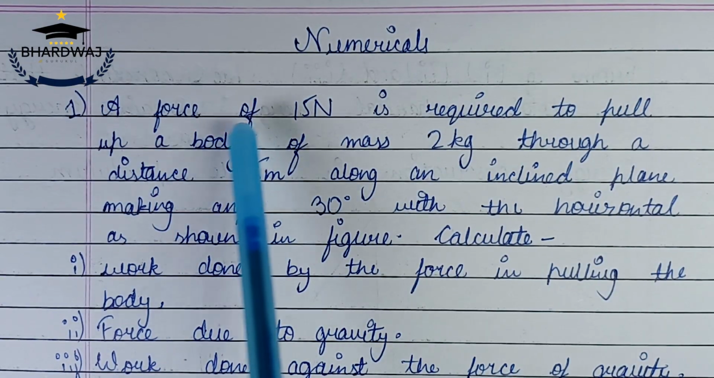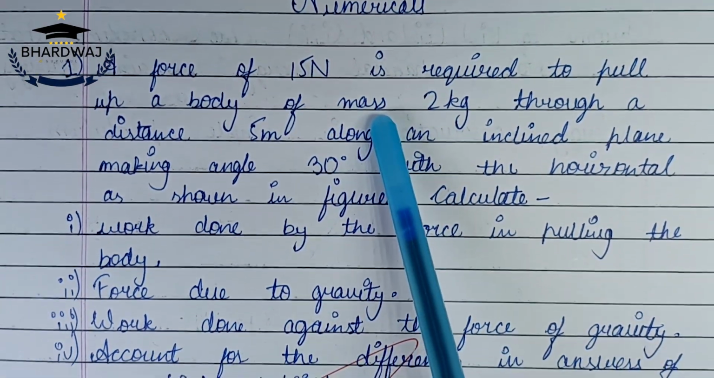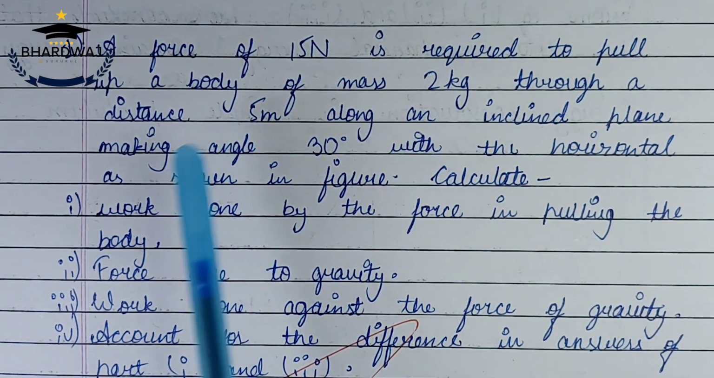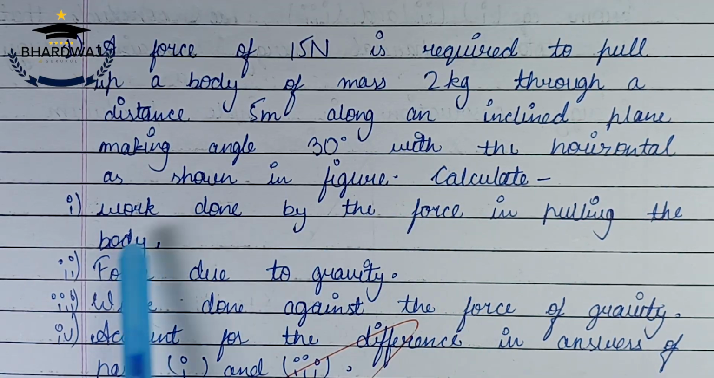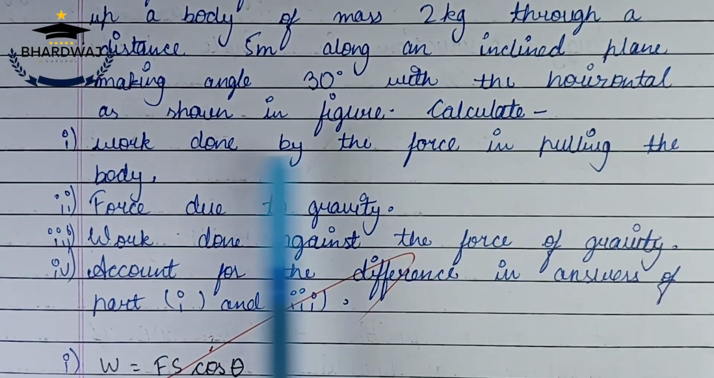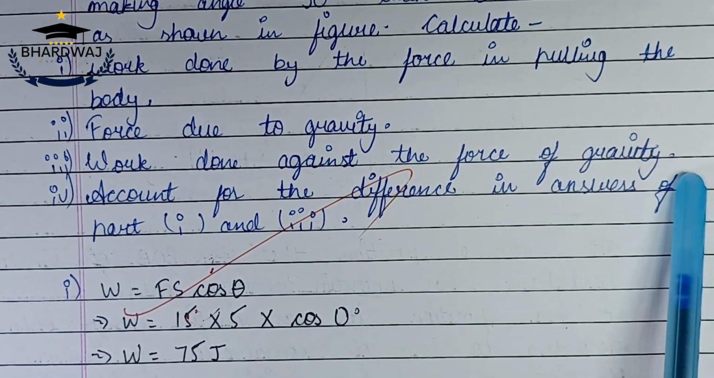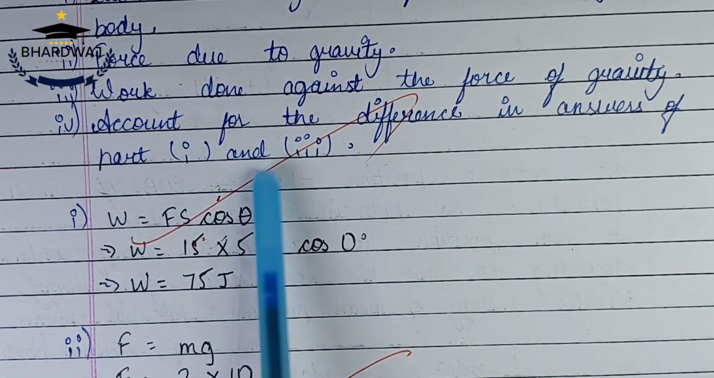First, a force of 15 Newton is required to pull up a body of mass 2 kg through a distance of 5 meter along an inclined plane, making an angle 30 degree with the horizontal. Calculate the work done by the force in pulling the body, the force due to gravity, and the work done against the force of gravity. Account for the difference in answers of part first and third.